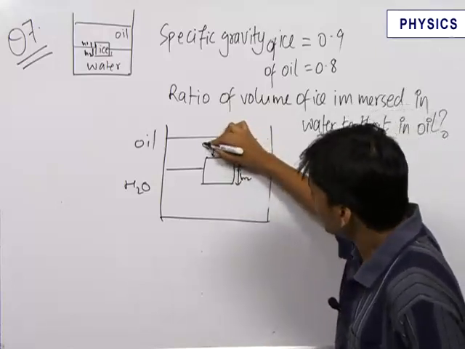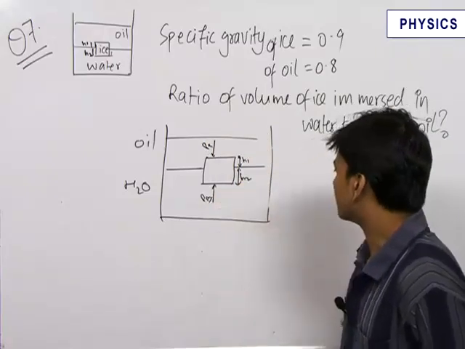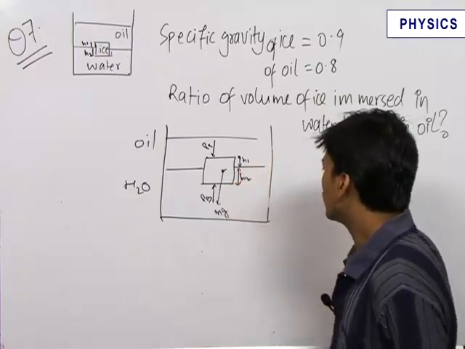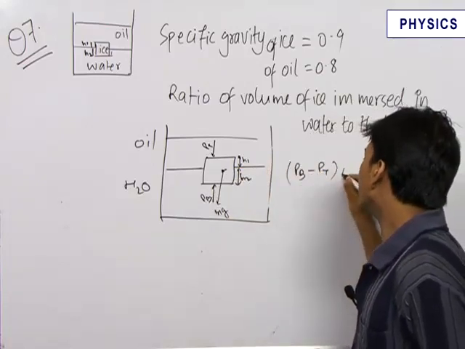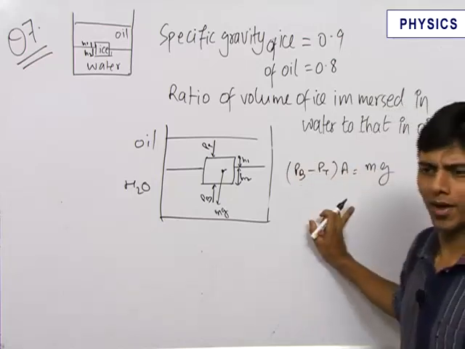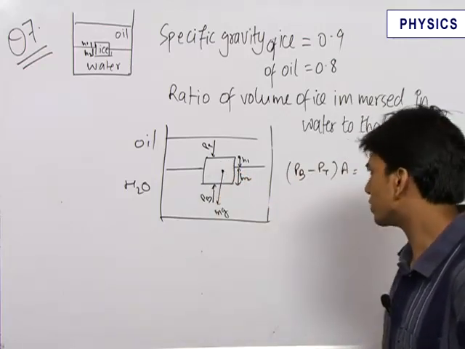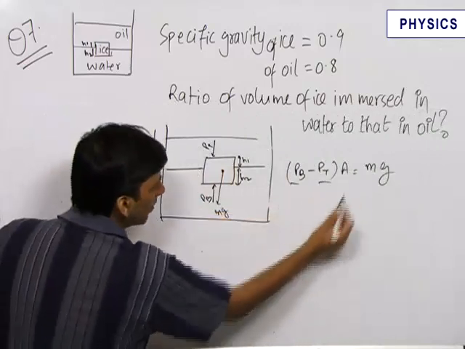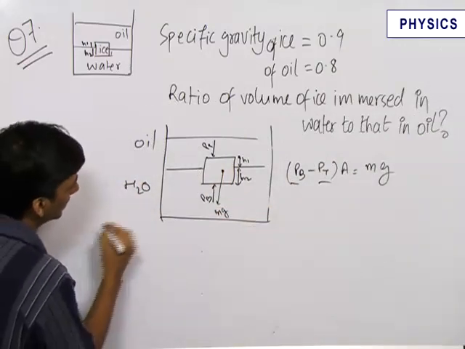Let the pressure on top be P top. The pressure at the bottom is P bottom. And the other force acting on this is mg. So we can write (Pb minus Pt) into area is equal to mg, by applying Newton's law on this block of ice in the vertical direction. So we just need to find the values of Pb and Pt and put them here to get the final answer. Let us find out what Pt is.